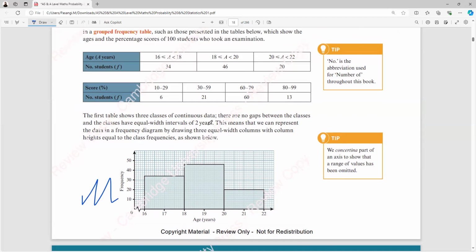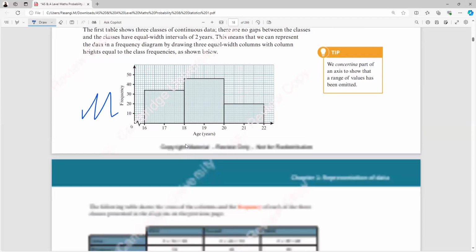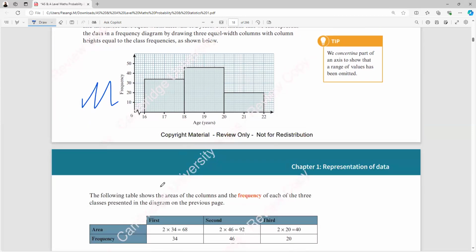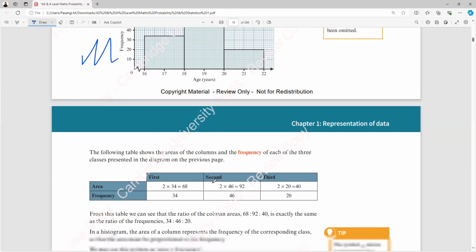18 to 20 we have 46, and 20 to 22 we have this amount likewise. But what about the second one? The following table shows the areas of the columns and the frequency of each of the 3 classes represented in the diagram on the previous page.